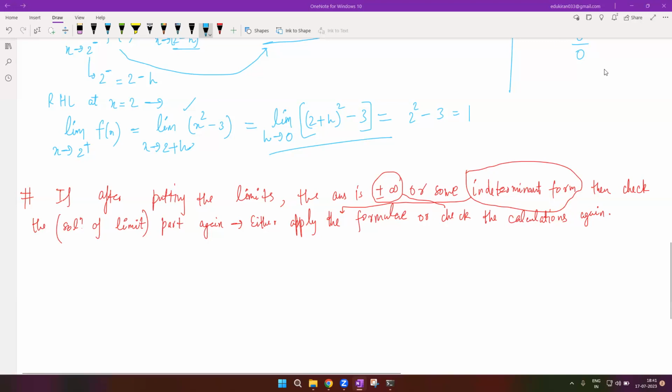And if your answer is some indeterminate form, what you can generally observe are 0 by 0 and infinity by infinity. These two will be the most basic forms which you will encounter. So if you got an answer like 0 by 0 or infinity by infinity, then you have to solve that limit using some formula. But if the answer is plus minus infinity, I would suggest you to first recheck. And if still the answer is plus minus infinity, then it means that the limit does not exist.